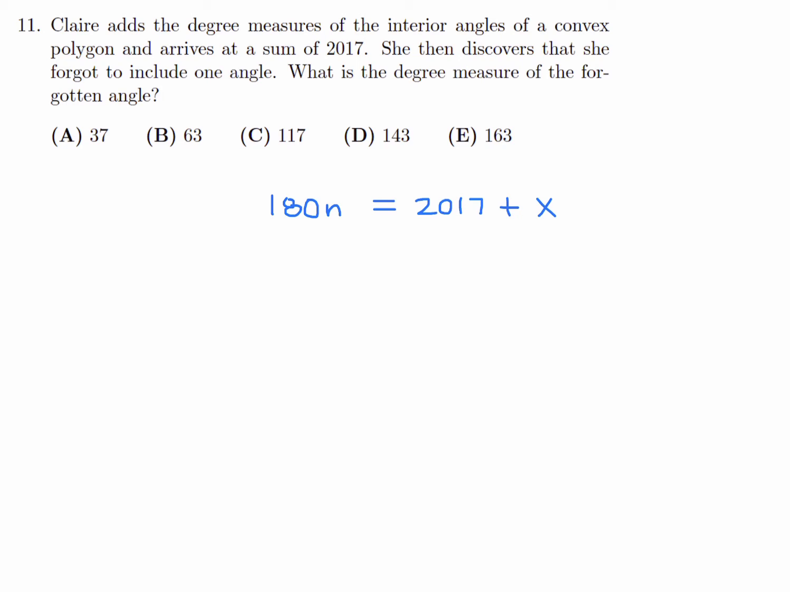And when you do that, you'll find that the only one that works is when the angle is equal to 143. That is indeed a multiple of 180. You would get n equal to 12. So therefore, number 11, the answer is D.